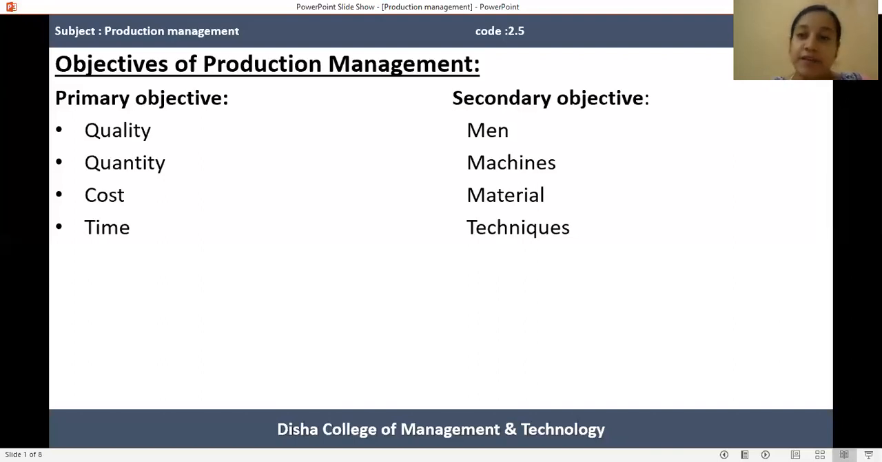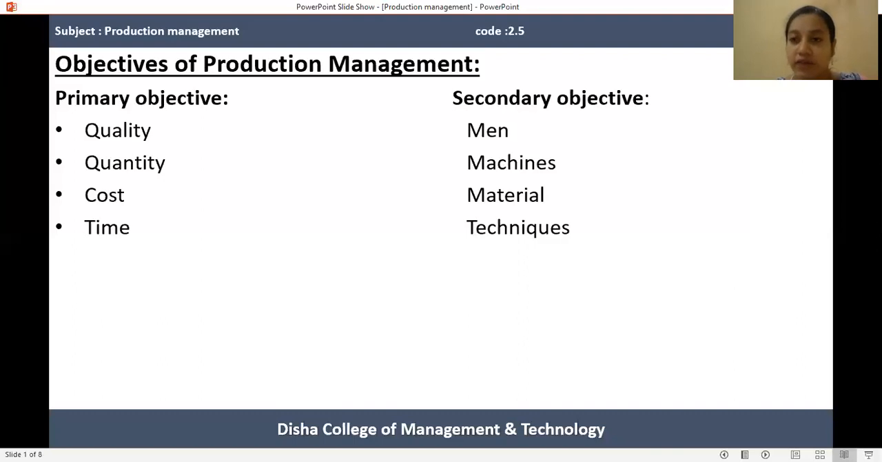Next basic objective of production management is the cost. Cost and price conscious, means the production manager has to identify a particular cost, a standard cost, means before producing the goods, the production manager has to identify or establish a standard cost. Accordingly, the workers of the production department have to produce the goods.